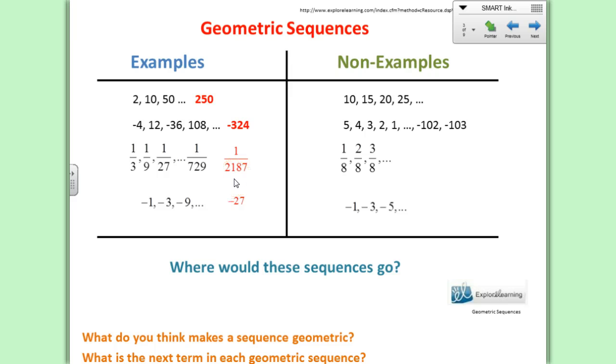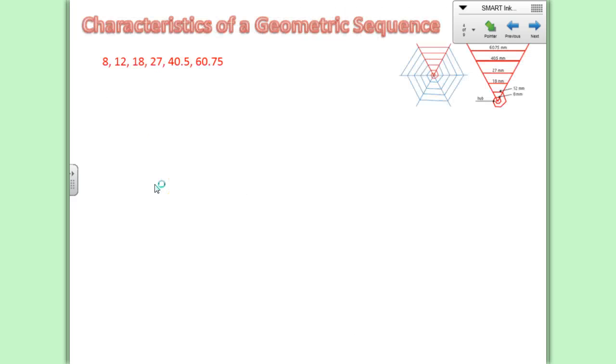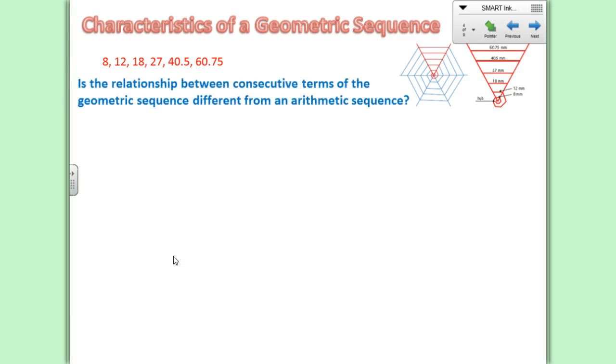Maybe it's 100% clear now, and maybe it's not. So what we'll do on the next slide is we'll look more closely at these patterns and see how we can discover what exactly a geometric pattern is. So back to the spider example with 8 and 12 and so on. What's the relationship between these numbers?